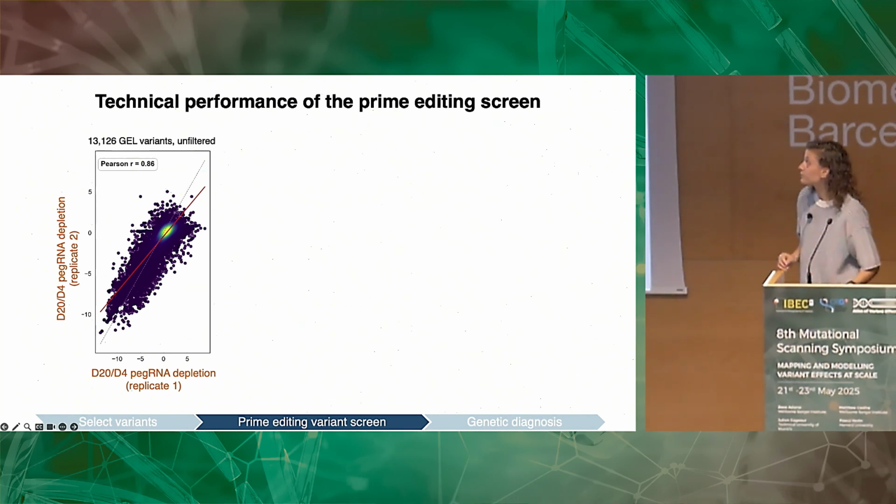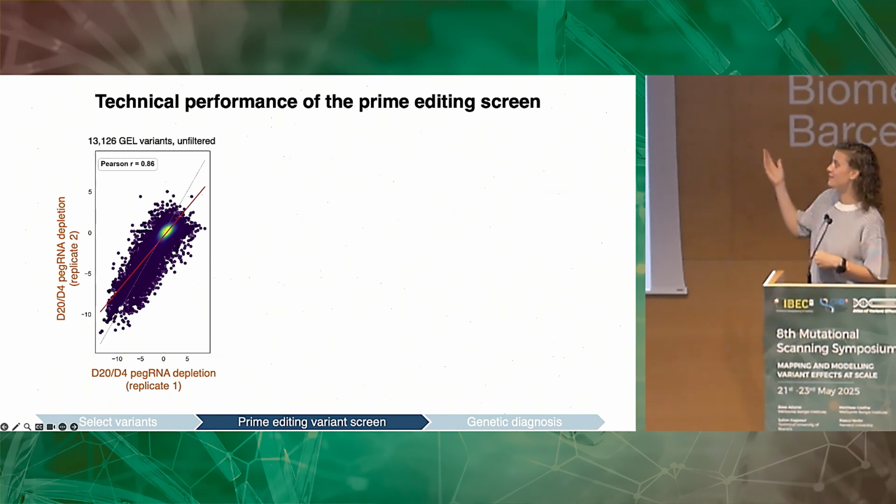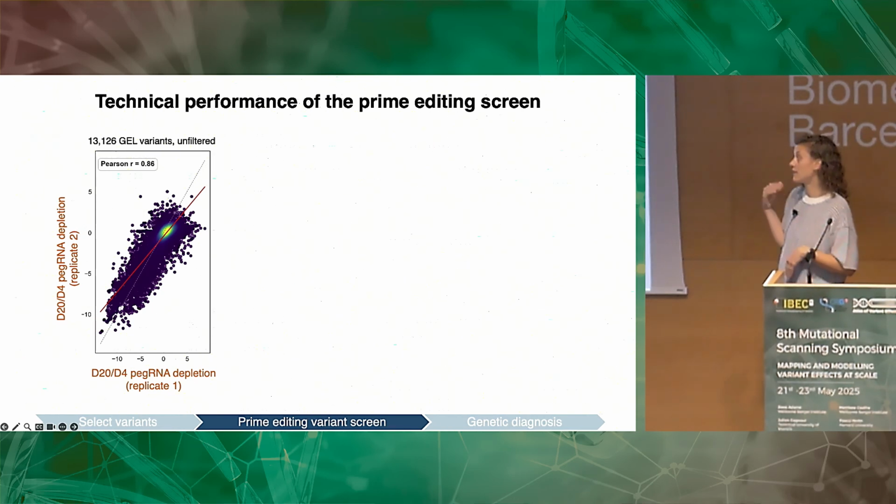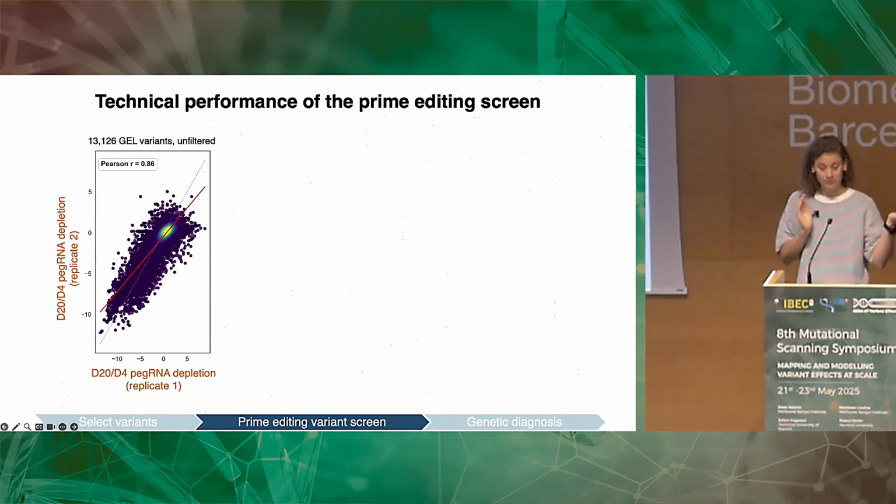So here we have, and we have seen many plots like this today, the pegRNA fold change from day 20 over day 4, and it reflects the variant's impact on cell survival. Greater depletion suggests loss of function, and this is consistent across replicates.